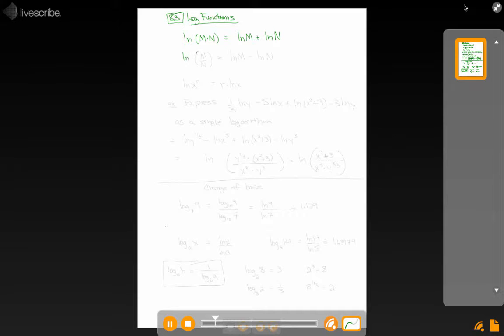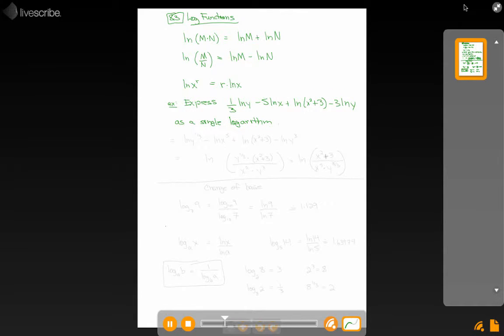But the same is true for the quotient rule, that this can be written as log of m minus log of n. We also know that when we have an exponent inside a log, something like ln of x to the r, that exponent can come down front and say r times ln of x. So those rules are there, and they allow us to answer a question like this.